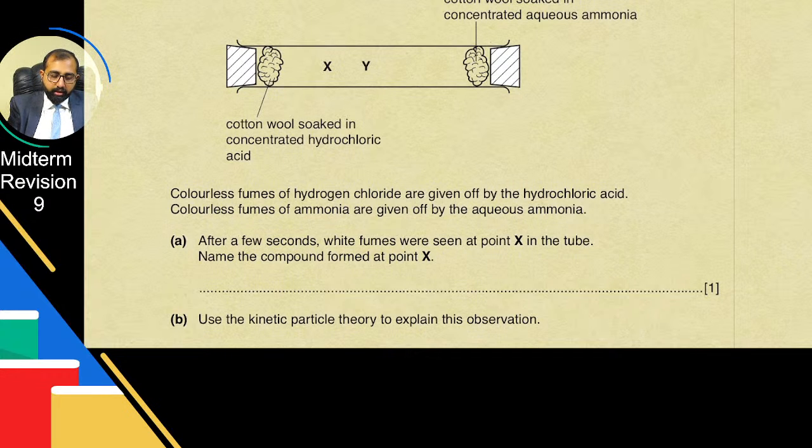So on the left side I'm going to have colorless fumes of HCl, and on the right side over here I will have ammonia. So they are both soaked in the solution, and then obviously there is going to be evaporation, और evaporation के बाद वो diffuse होगा. अब diffuse वो किस तरफ होगा? वो किसी भी तरफ diffuse हो सकता है.